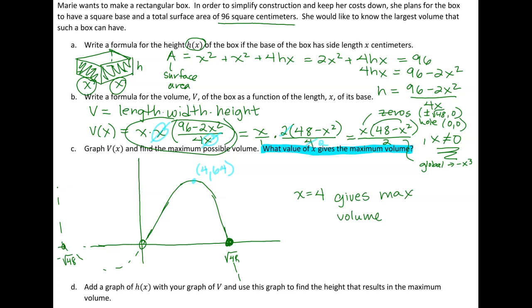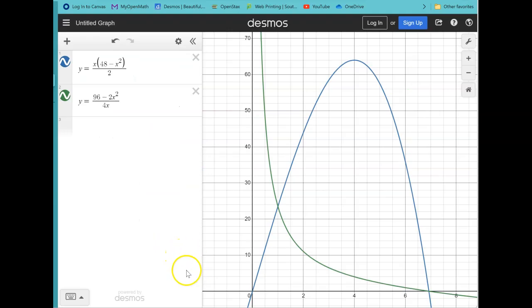All right, and then there's one last little bit to this that I think is kind of interesting. We're supposed to add a graph of h of x and see if we can use it to find the height that gave us that maximum volume. So here is the graph of h of x, and you can even call it h of x if it helps to keep track, added to the graph of our original volume function. And what we know is that volume was maximized when x equals 4. So if we want to figure out the height that goes with that, we're actually looking for the one that shares the exact same x value.